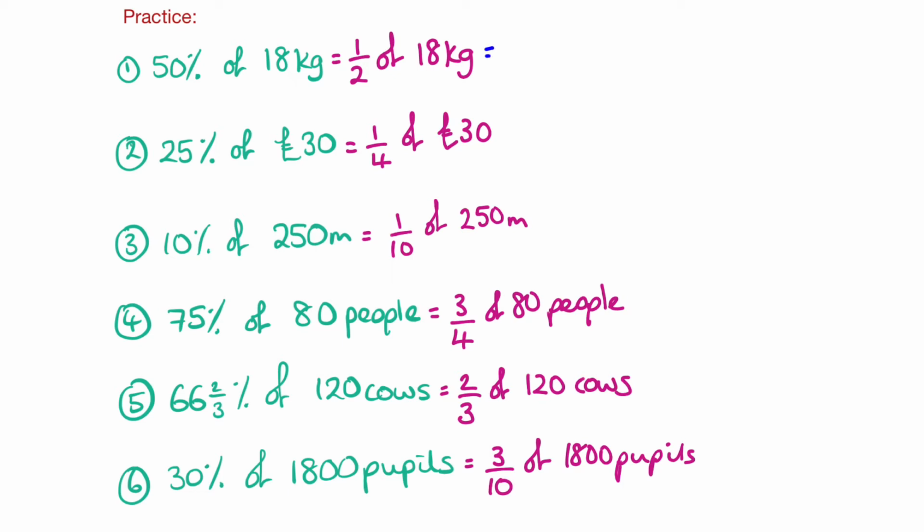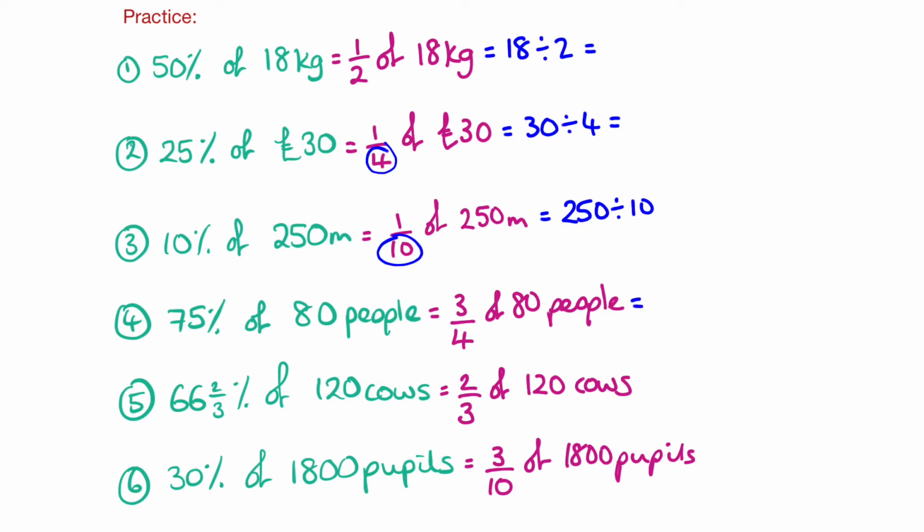If not, pay attention. So we're going to do 18 divided by 2 for this one, because we need to find a half. For the next one, we're doing 30 divided by 4, because we've got 4 on the bottom. For this one, it's 250 divided by 10.